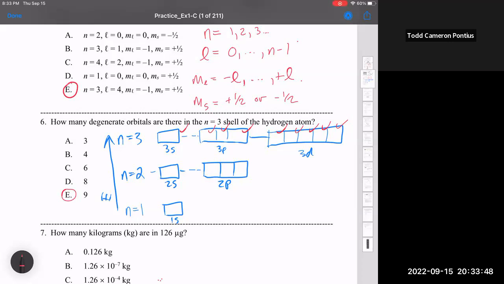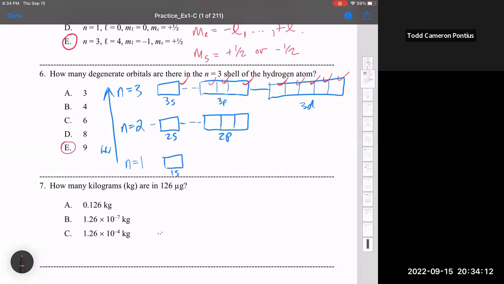Yes. Good question. If the question said non-hydrogen, it would need to specify the subshell then, because subshells in every other atom are degenerate. In hydrogen, it's shells, in other ones, so we would have to give you more information. Okay? Good question.